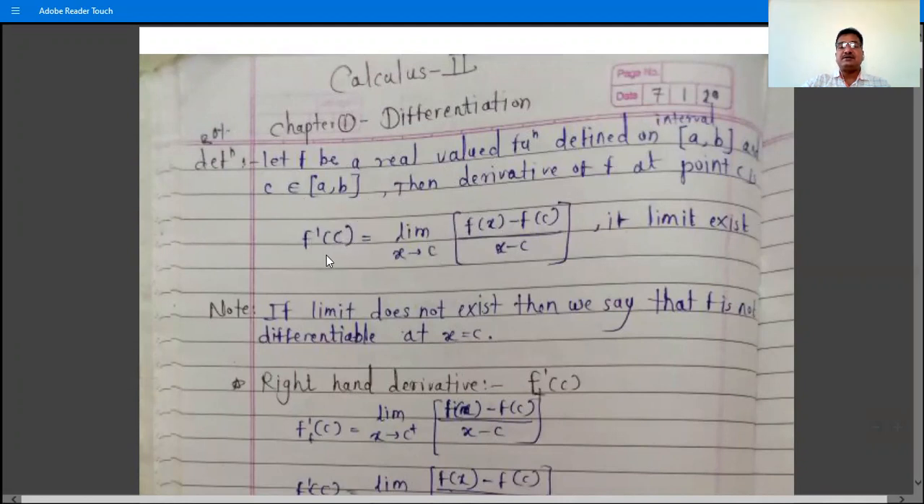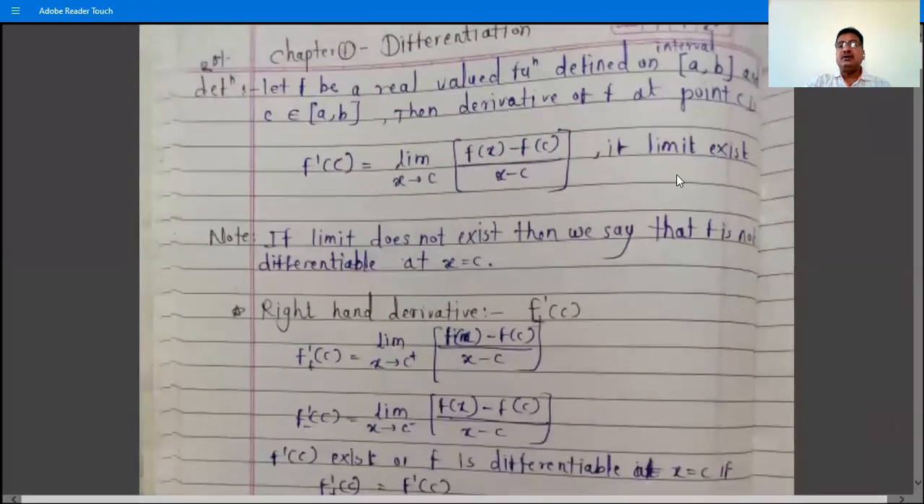That is, f dash x is limit h tends to 0, f of x plus h minus f of x divided by h. So this is the definition of the derivative of the function f at the point c. This function is defined on this interval (a, b), and c is a point of that interval. So the derivative of f with respect to x at point c is f dash c equal to limit x tends to c, f of x minus f of c divided by x minus c.